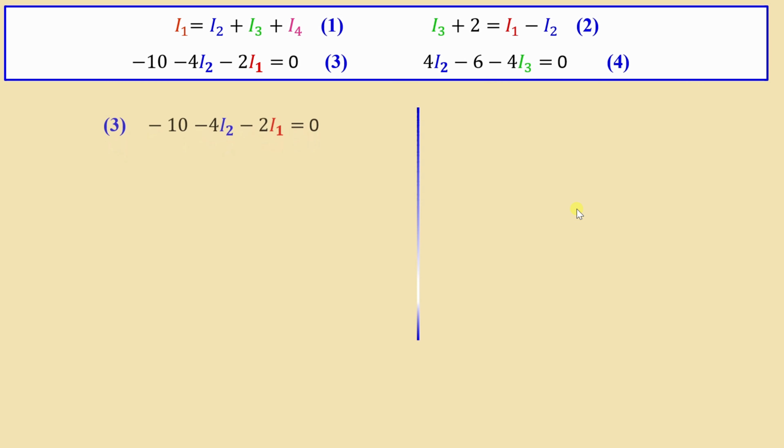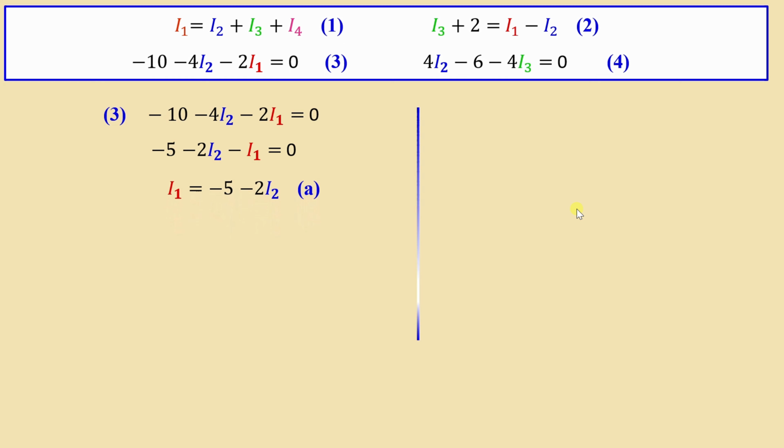Let's start first with equation 3. We have negative 10 minus 4 I2 minus 2 I1 is equal to 0. If we divide the whole equation by 2, we obtain negative 5 minus 2 I2 minus I1 is equal to 0. Finally, we can write I1 in terms of I2. I1 is equal to negative 5 minus 2 I2, and I will call this equation A.